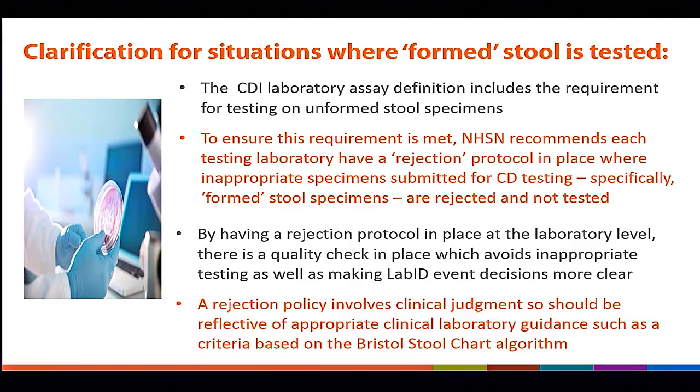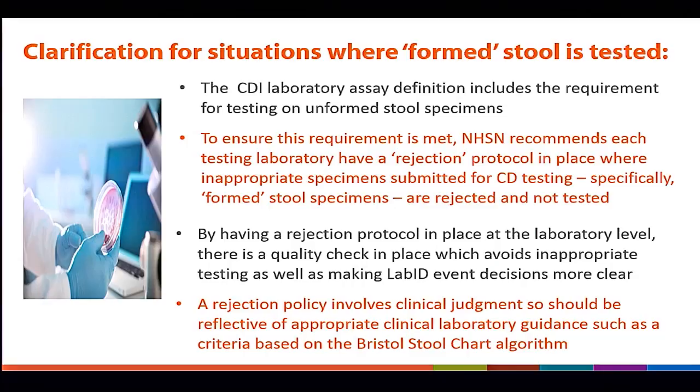If you have a rejection protocol in place and that specimen is tested, you should feel confident that the appropriate type of specimen was submitted and the results are valid. There might be a little bit of a learning curve to determining what is appropriate for testing. There are various different algorithms out there for laboratories to use for identifying what is unformed. I liked the Bristol Stool chart just because that's the one I used most when I did this work. But any good guidance on classifying stools would be appropriate.